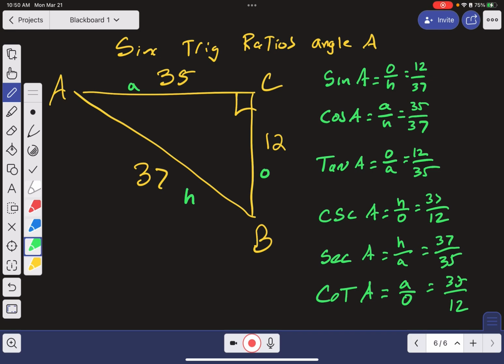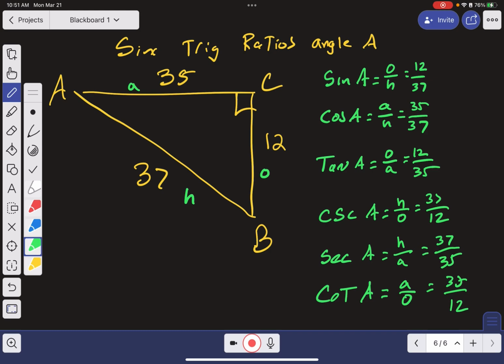So there's my A. So 12 is the opposite. 37 is the hypotenuse. 35 is the adjacent. AO and H. So sine is opposite over hypotenuse, 12 over 37. Cosine adjacent over hypotenuse, 35 over 37. And with the sine and cosine, that ratio should always be less than 1. So if you divided them out to get the decimal, that should always be less than 1. Tangent doesn't matter. Tangent, opposite over adjacent, 12 over 35.